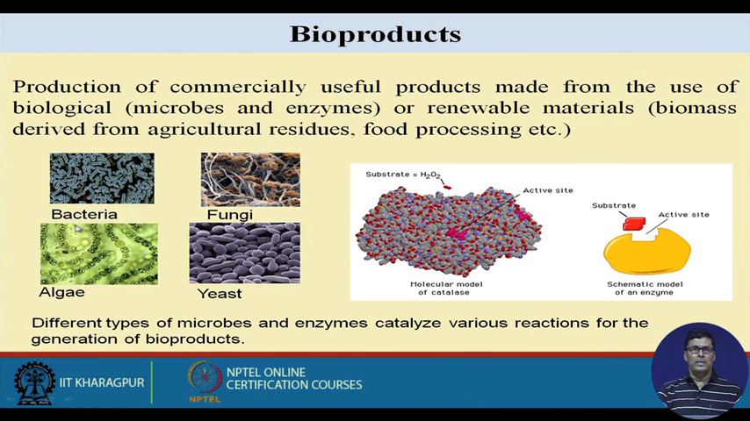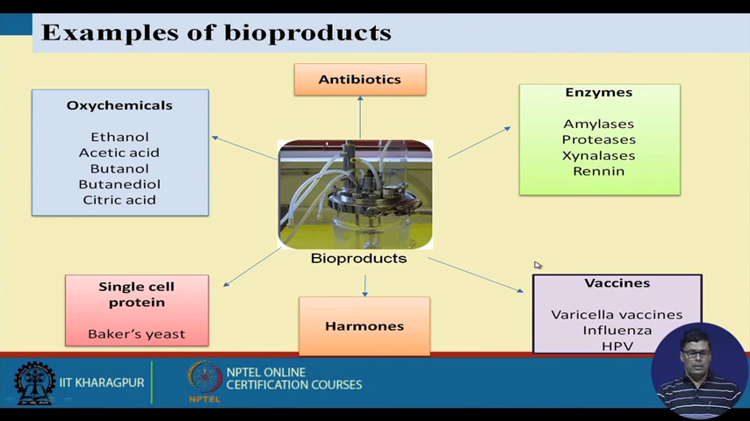So, we have bacteria, algae, fungi, and yeast that can produce different types of bioproducts. Then we have the enzyme catalase, which acts on hydrogen peroxide to produce water and oxygen. And these are examples of the bioproducts that we have. I just talk about antibiotics; we have a lot of antibiotics available in the market nowadays to cure many diseases. We have different oxychemicals that can be produced through biological means: ethanol, acetic acid, butanol and citric acid.